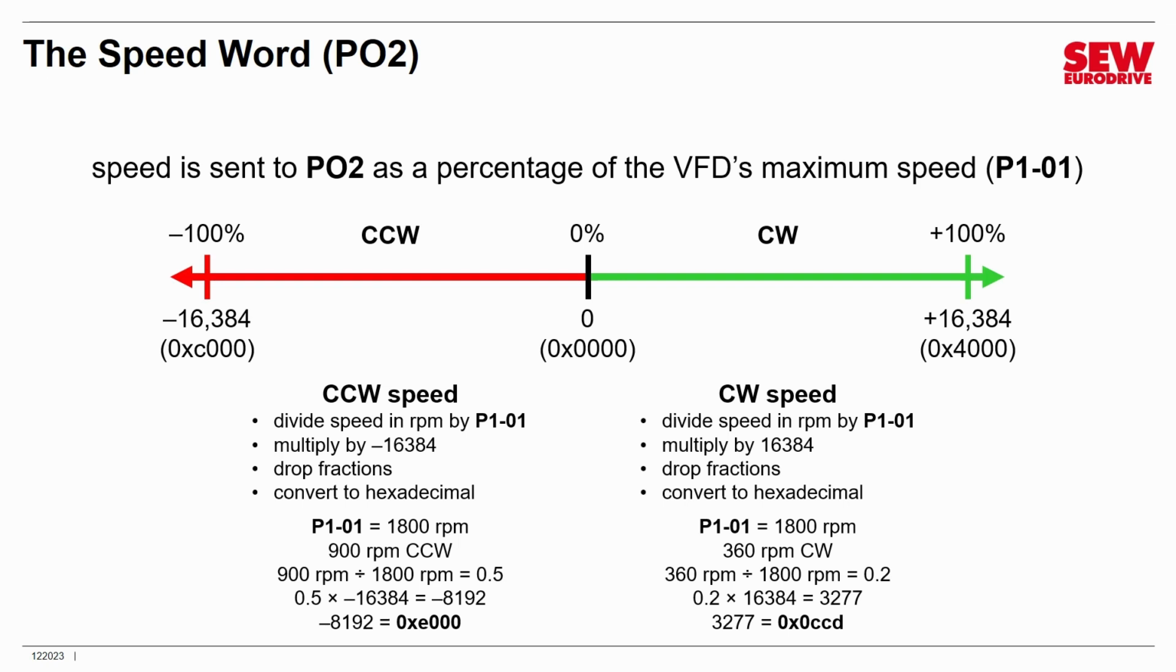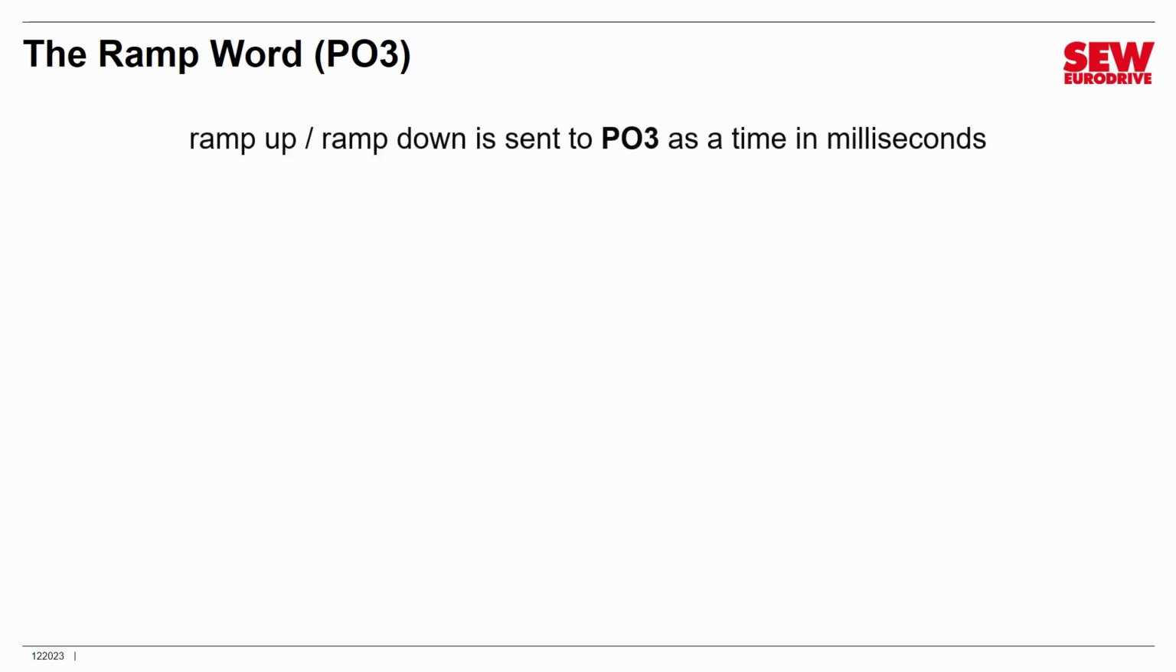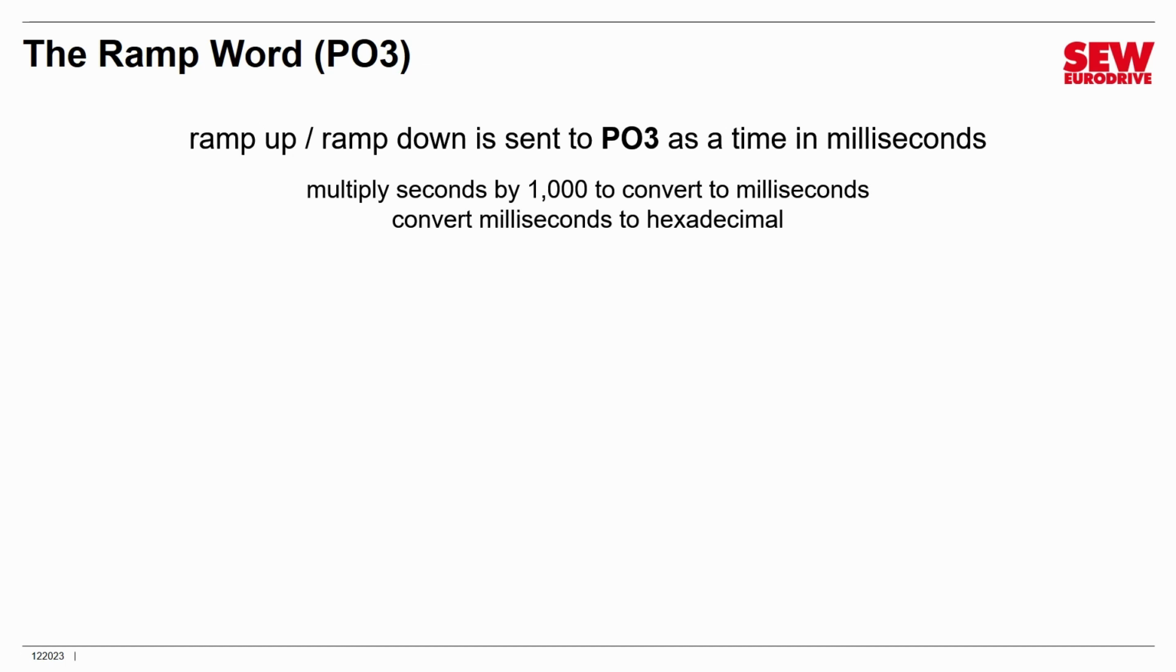Our third process output word is the ramp word. This tells the VFD how to accelerate or decelerate when it's changing speeds or when it's doing a normal stop. This one is easy. It's simply sent as a time in milliseconds, 1/1000th of a second. So you take the time you want the ramp to be, multiply it by 1,000 to convert it to milliseconds, and convert it to hexadecimal.